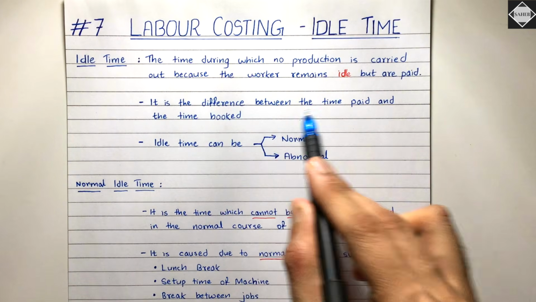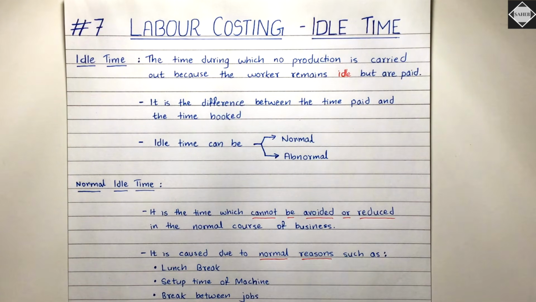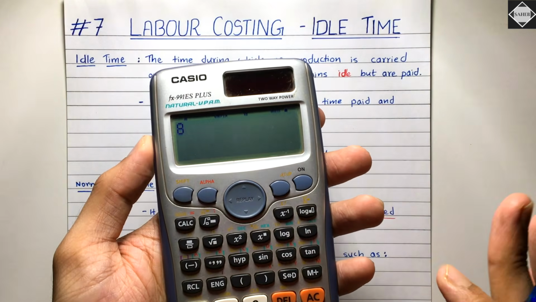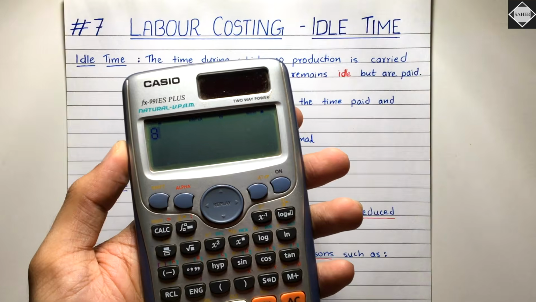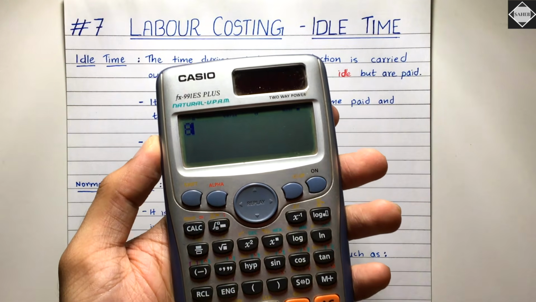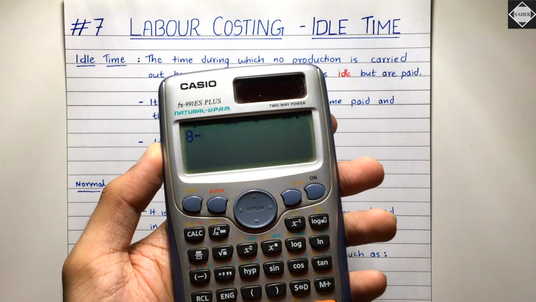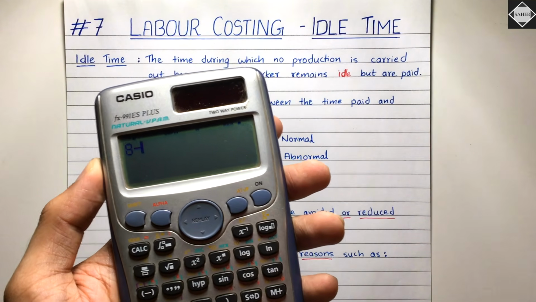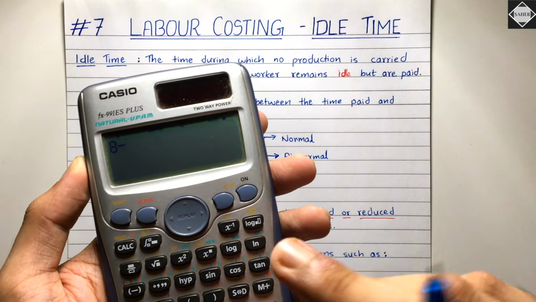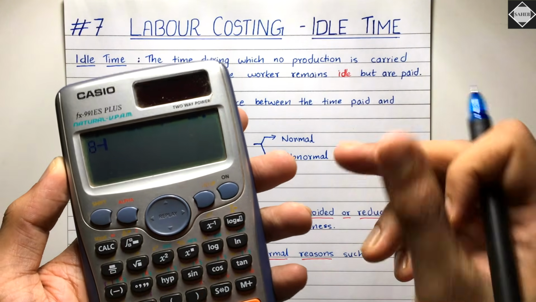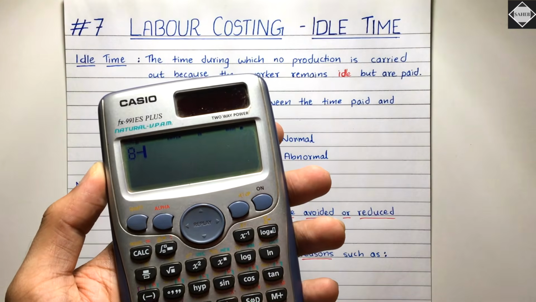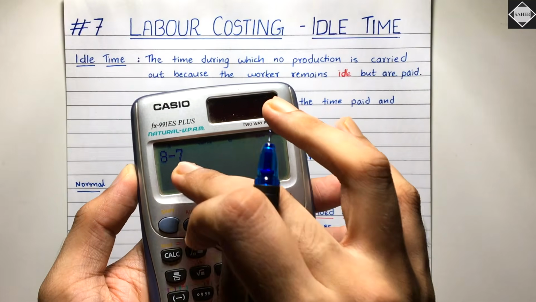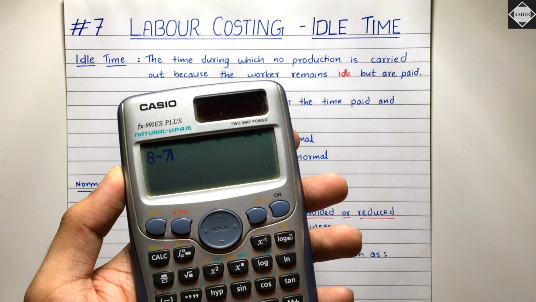It is the difference between the time paid and the time booked. Now understand this from the same example. They got paid for 8 hours, 8 into 100, 800 rupees, the entire day. But what is the actual work they did? They worked only for 7 hours. 1 hour was idle time, right? Setup time 10 minutes, walking time 10 minutes, and lunch break 40 minutes. So 1 hour was wasted. So minus 7. 7 is the hours booked, the work that they have done. Is it clear?